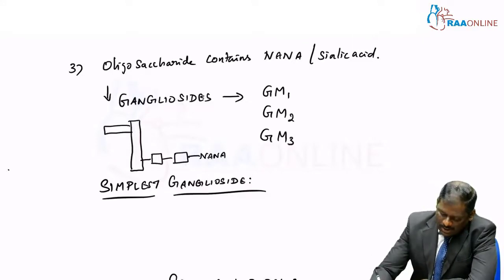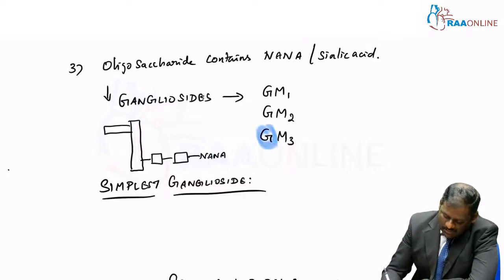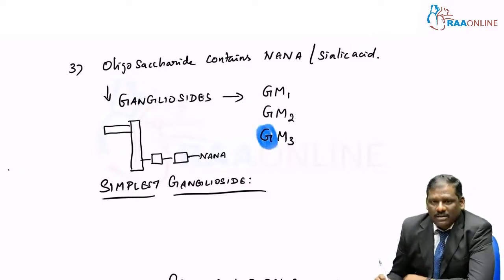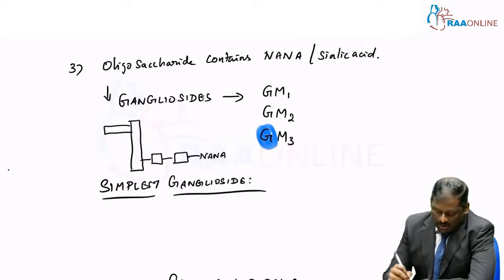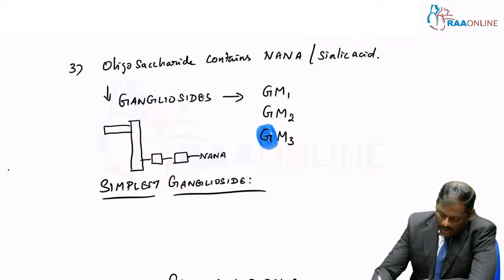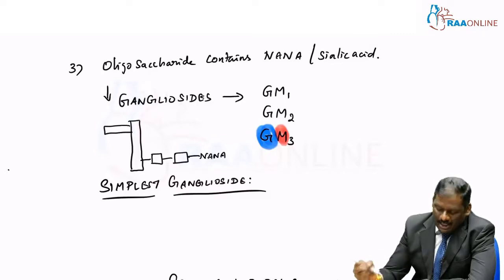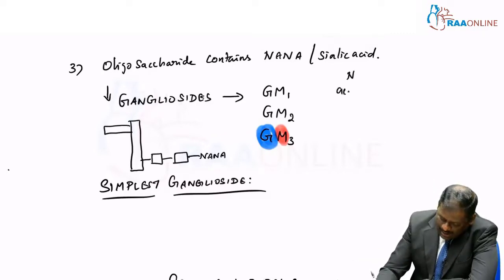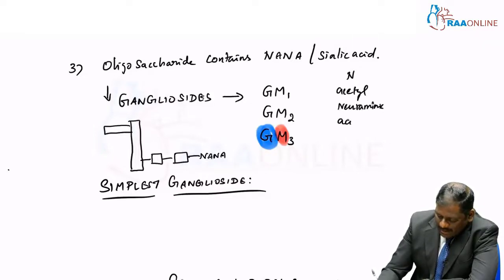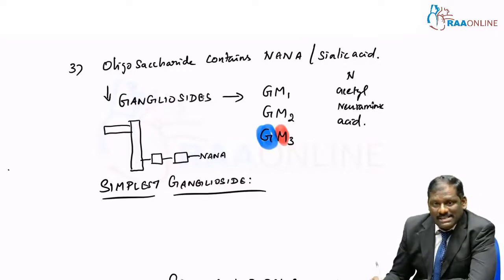What is the meaning of this G? The G stands for ganglioside. What is this M? M stands for monosialic acid, otherwise called sialic acid or N-acetyl neuraminic acid. So this is the sialic acid.